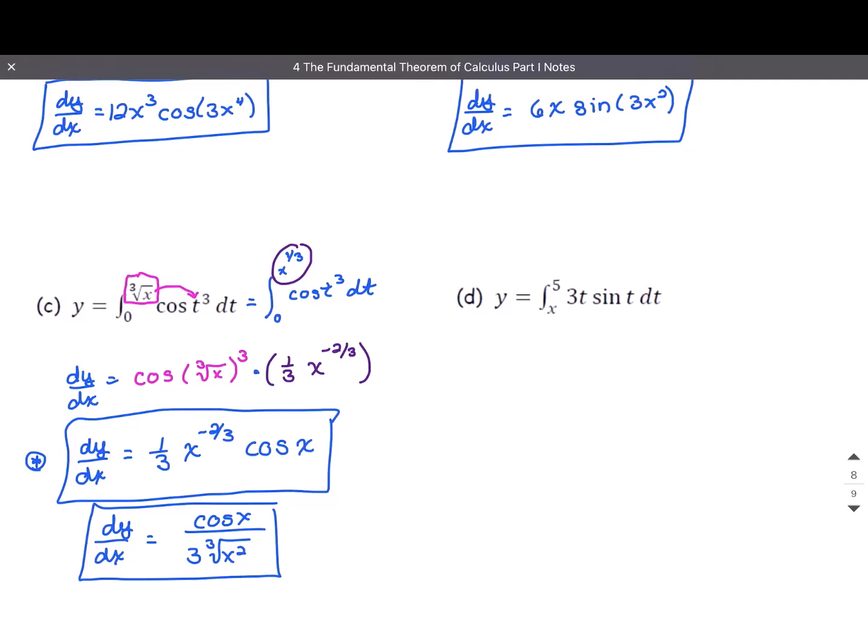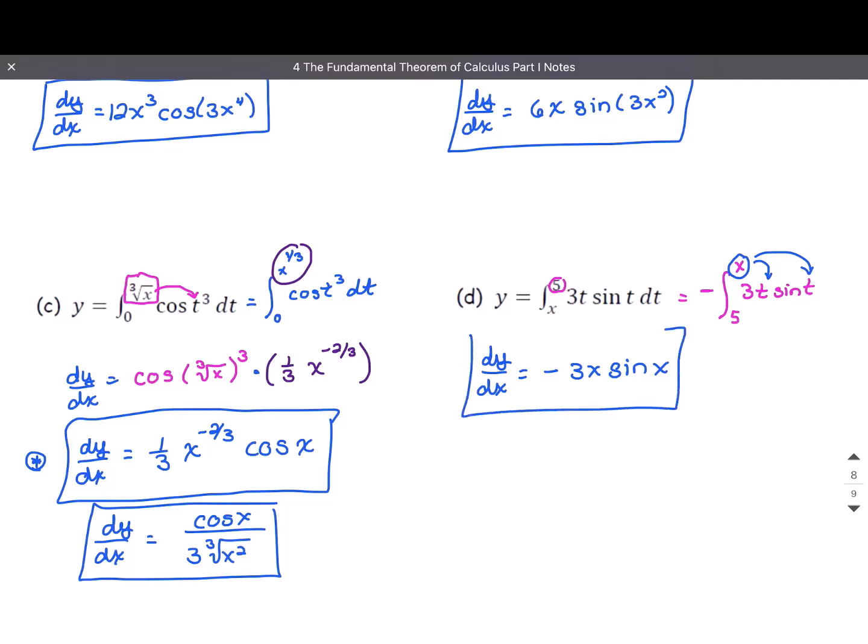All right? Now, this one, what's wrong with this one? My constant is at the top. So we're going to negate it and reverse this. So it's the integral from 5 to x of 3t sine t. Now, when I take my derivative of y, dy/dx equals, I keep my negative. We're going to substitute this x into the function. So it's 3x sine x times the derivative of that upper limit, x, which is 1. So we're done.